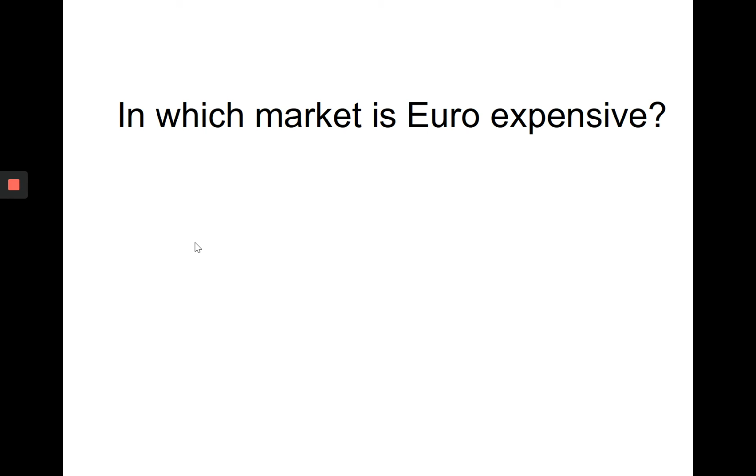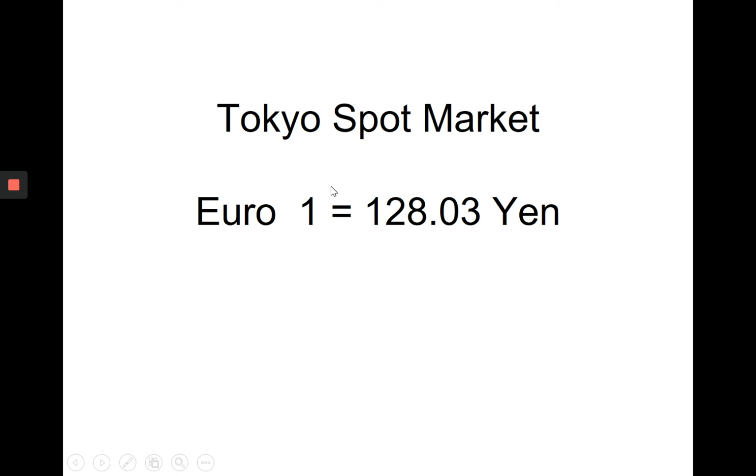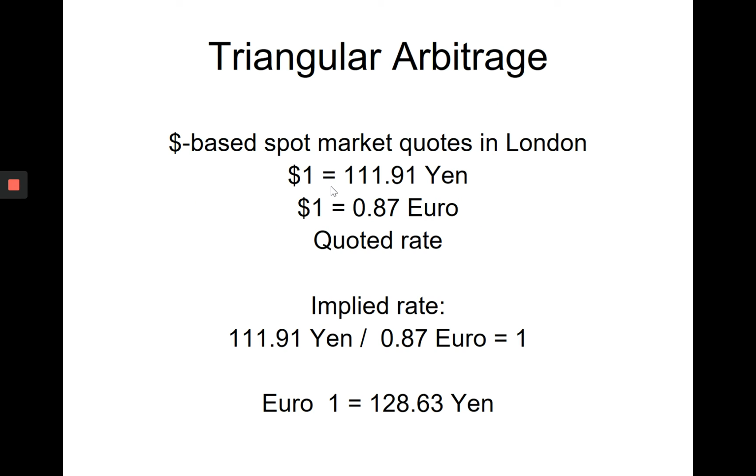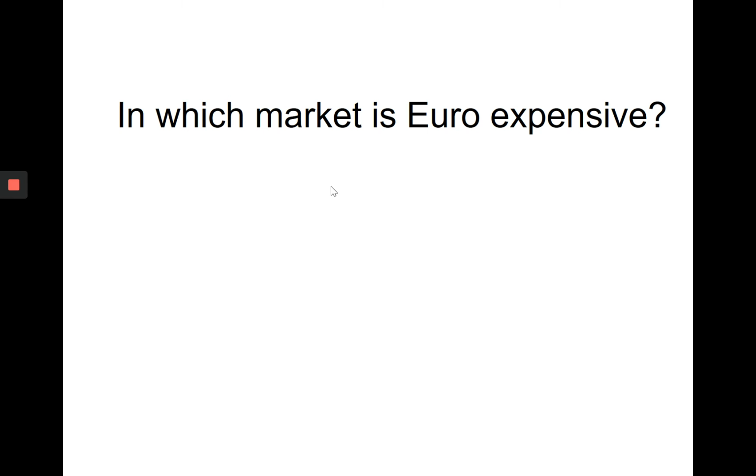So let's ask ourselves that question. In which market is euro expensive? To answer that, let me backtrack. In the Tokyo spot market, euro was 128.03 yen. In the London dollar-based market, an implied rate of 128.63 yen for euro was available. And now our question is, in which market is euro expensive? Let's think about this question a minute.